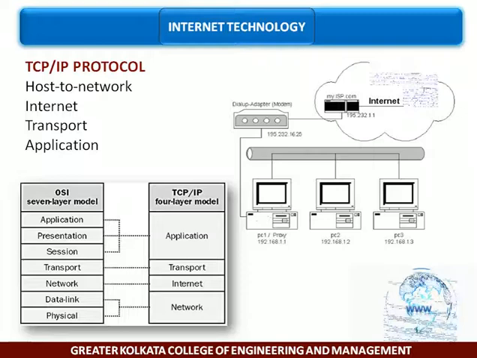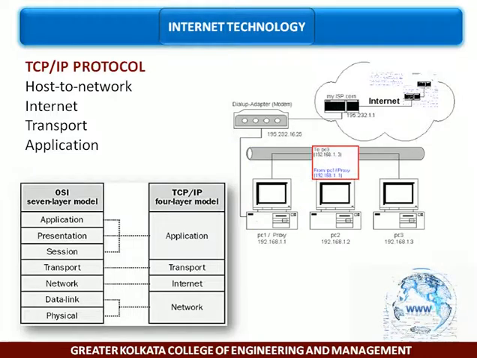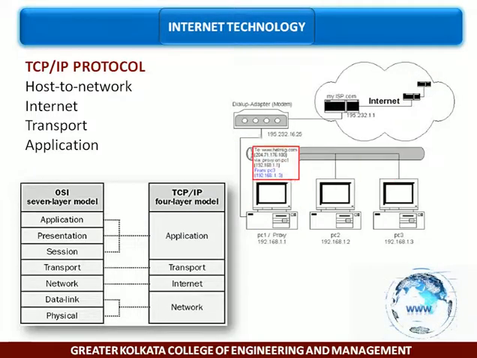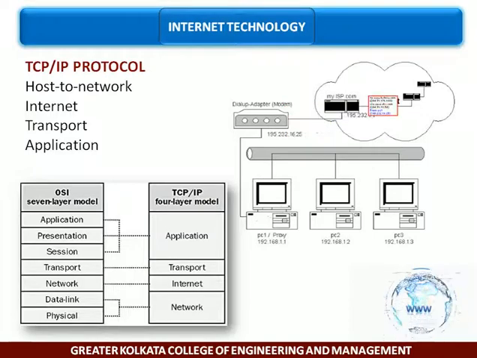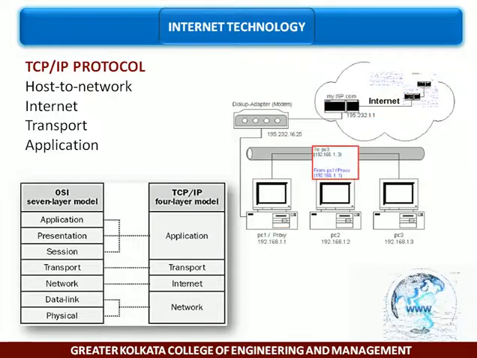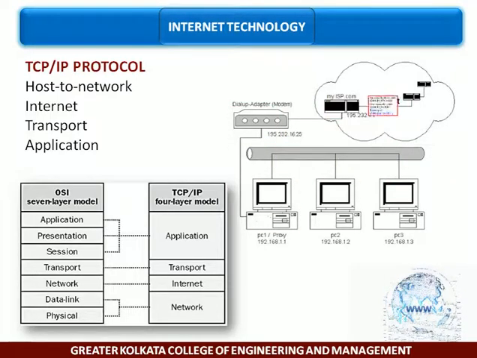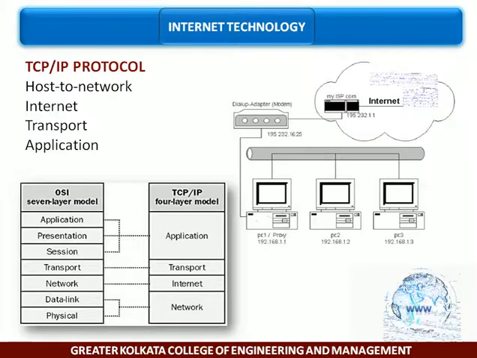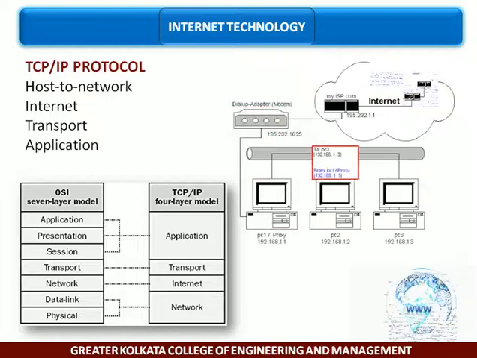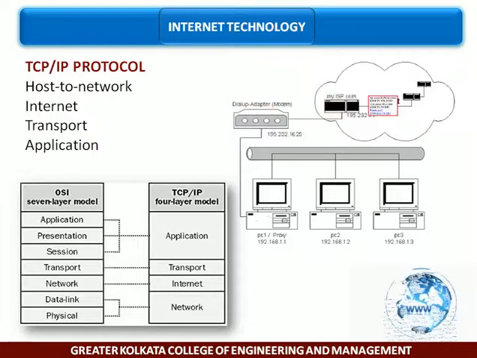The TCP/IP protocol suite was developed prior to the OSI model. Therefore, the layers in the TCP/IP protocol suite do not exactly match those in the OSI model. The original TCP/IP protocol suite was defined as having 4 layers: host to network, internet, transport, and application.